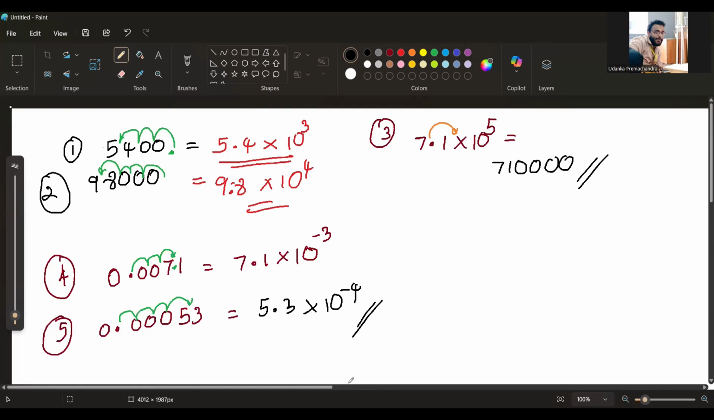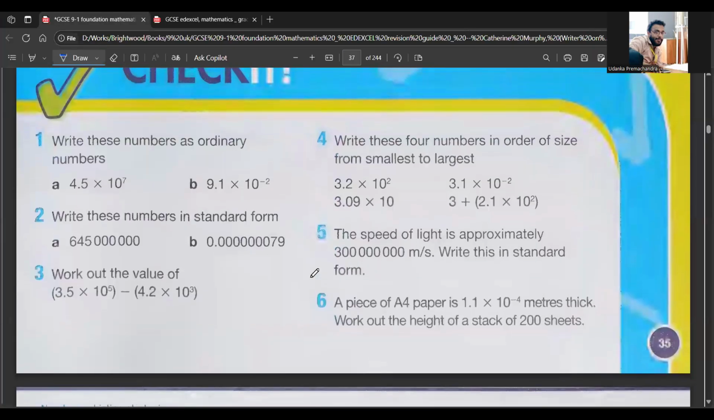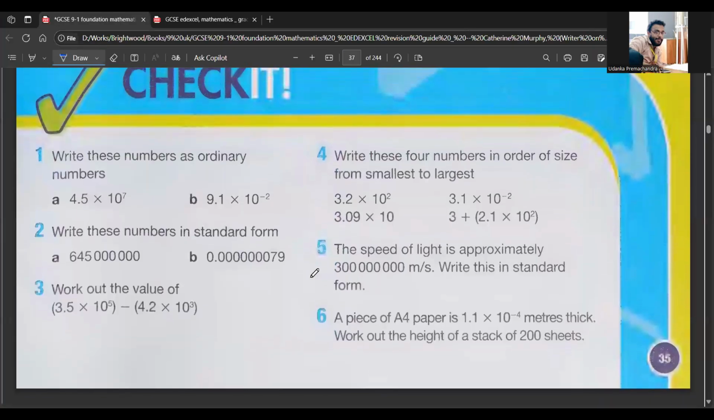Okay, so I will go for the exercise. Can you quickly do questions 1, 2, 3, 4? Write down only the answers for these questions, all of them. There are 6 questions. I will give you 5 minutes. You can do it quickly. Take your time.